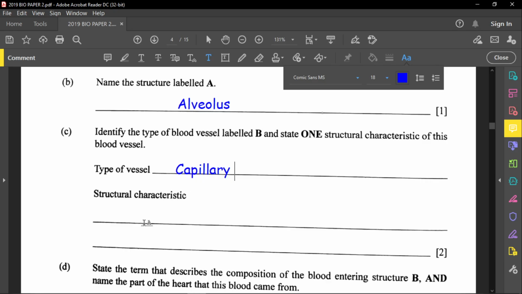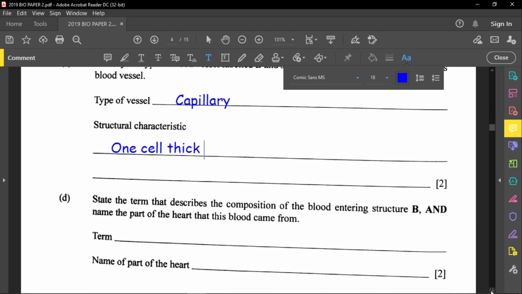All right, so that's a capillary. And one structural characteristic of a capillary is that it is characterized by its very thin walls. To be specific, the walls are 1 cell thick. So the capillary is just 1 cell thick. Let me put that in real quick. That's how thin they are, as thick as 1 cell, very thin. All right, so great, 1 cell thick, or I can say very thin.